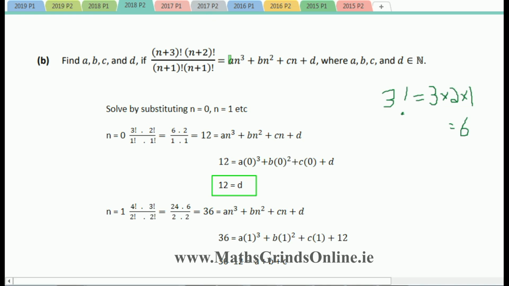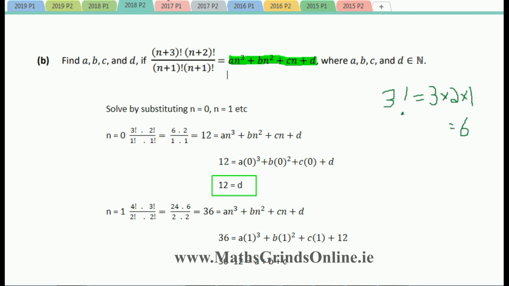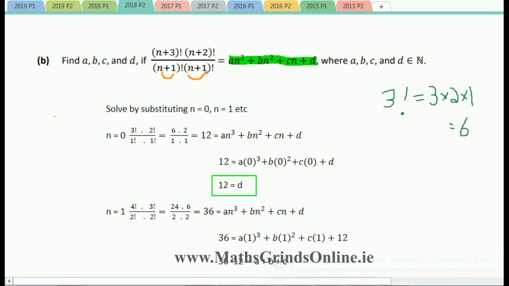As you can see, an cubed plus bn squared plus cn plus d. And we are told that A, B, C and D are elements of n, in other words, positive whole numbers. The way I'm doing this is with substitution. So I'm going to sub in n equals 0 for the first one. This is going to be 0 plus 3, which is just 3. This is 0 plus 2, which is just 2. And here we've got 0 plus 1, which is 1.